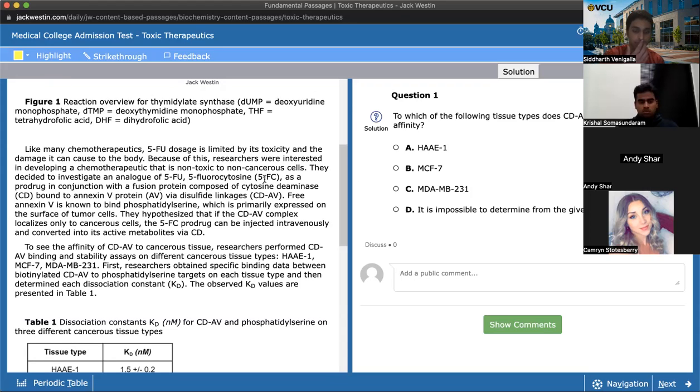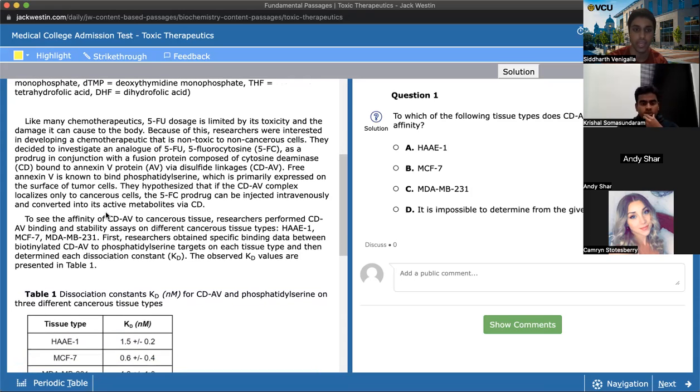And so why does our prodrug bind to the cell membrane? Like Cam asked before, it's because our AV, annexin V, binds to phosphatidylserine, which is what is on the surface of the cancer cells. So that's how our 5-FC-CD-AV complex binds to the cancer cells, because this AV has an affinity for the cancer cells.